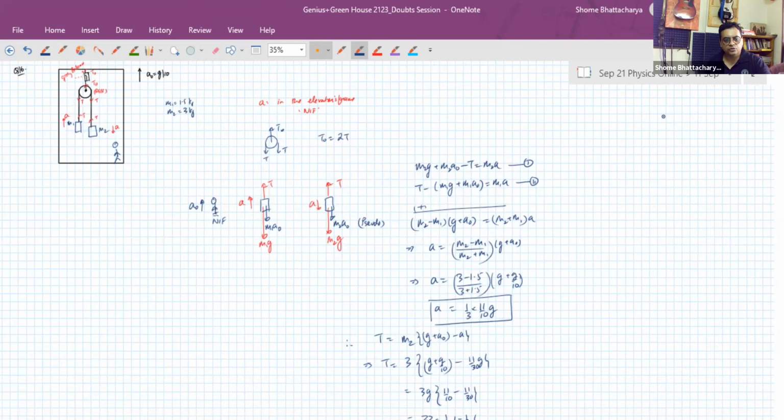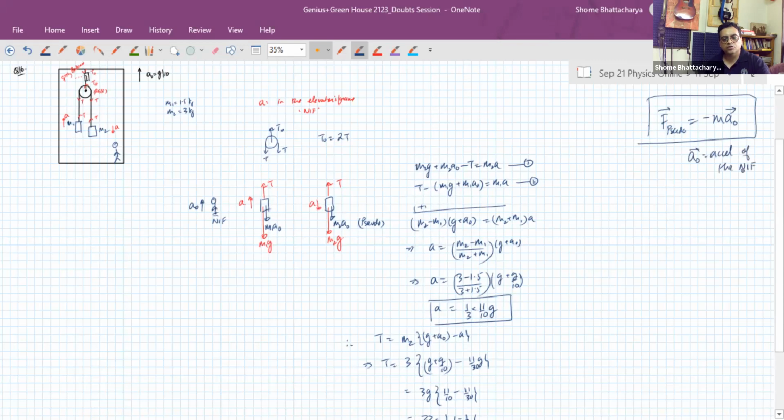So the formula of pseudo force, as you know, is the pseudo force acting on a body of mass m moving in a frame which is moving with an acceleration a naught, is given by this. It's opposite in direction but equal to m a naught. So here a naught should be the acceleration of the non-inertial frame, not the acceleration of the body. It's the acceleration of the non-inertial frame, and m is the mass of the body.